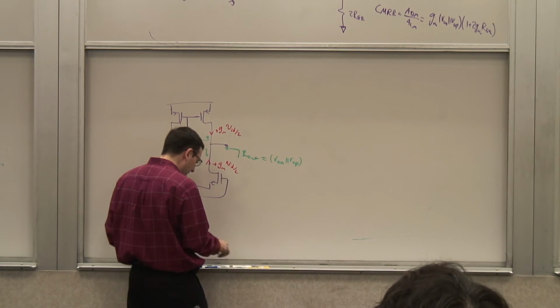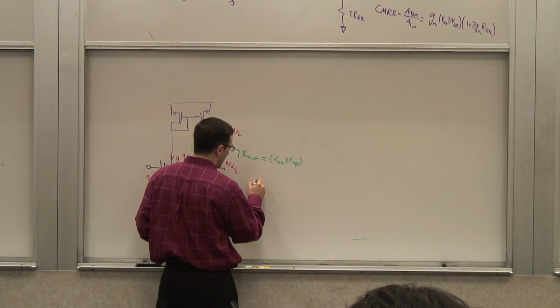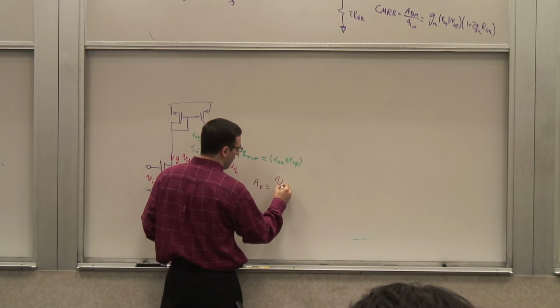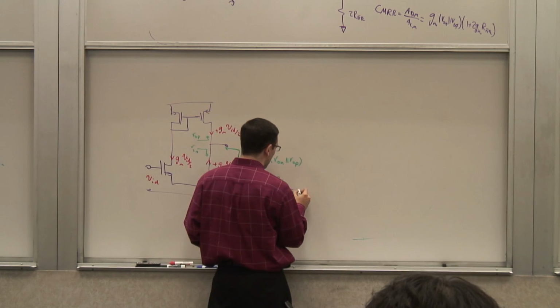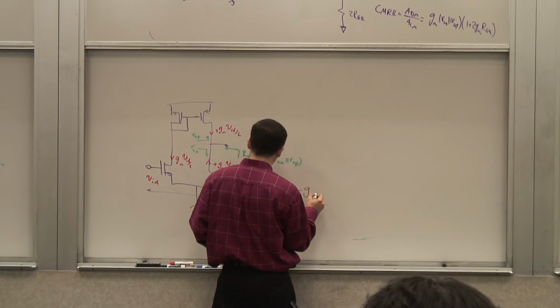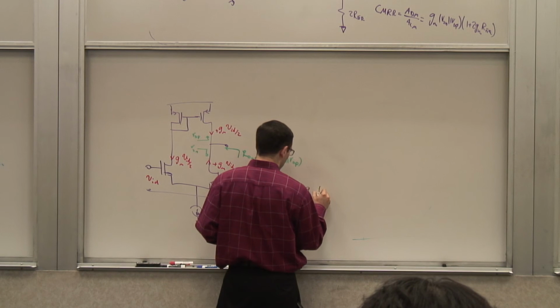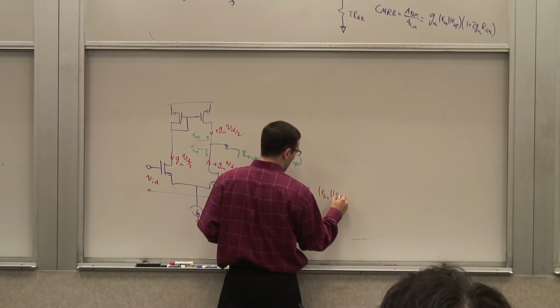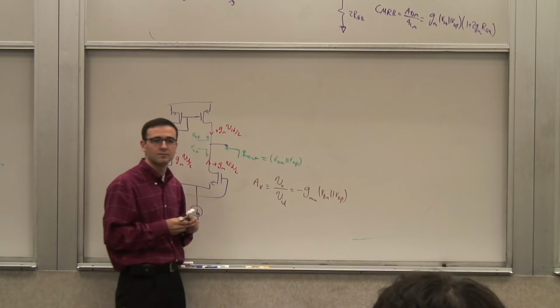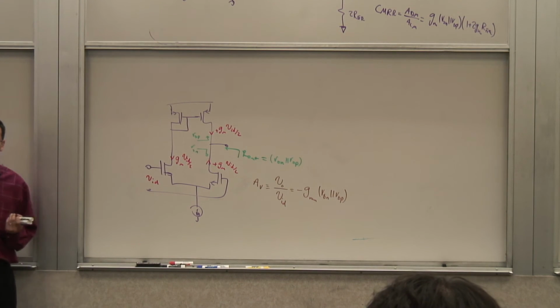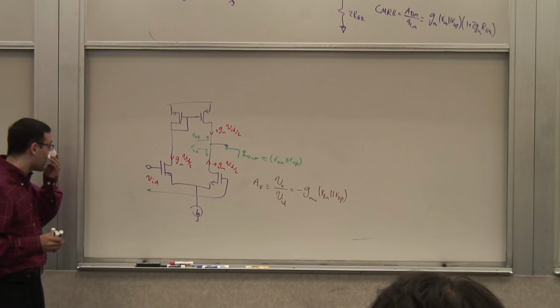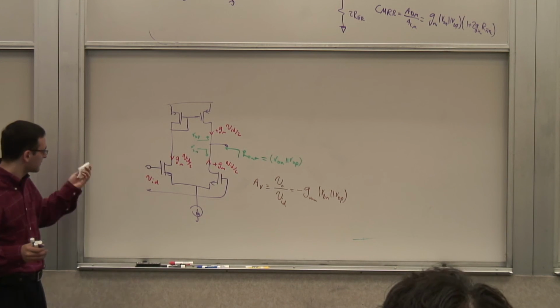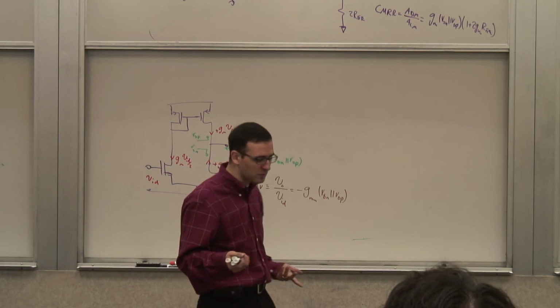Therefore, the total gain, which is defined as VO over VID, is going to be minus GMN times RON in parallel with ROP. The same thing as the bipolar case. And again, you calculate the common mode rejection ratio and all those things will be exactly the same.